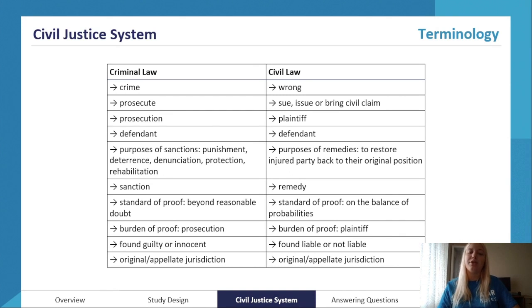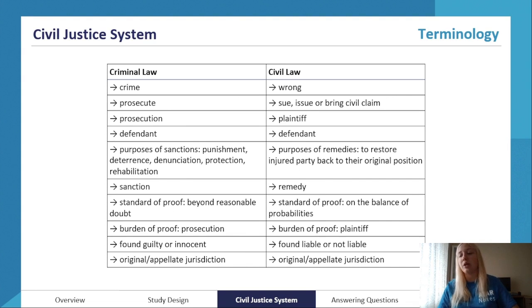Now, in criminal law, you have your 5 purposes of sanctions, and it's a lot. In civil law, you learn about the purposes of remedies, and it's a lot easier. They have a general purpose for both injunctions and damages. We'll have a look at that today as well. And the general purpose of both is to aim to restore the injured party back to their original position before the harm had occurred to them. And then they've got a specific purpose as well for damages, and there are 2 types of injunctions that you'll learn about. And we'll have a look at that in more detail.